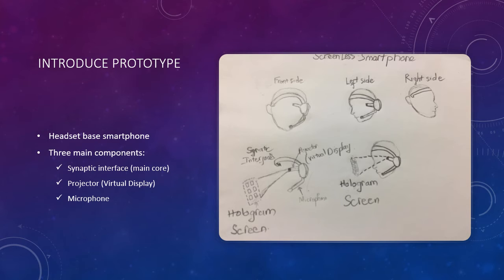The virtual display or projector will reflect the hologram screen to the user. They can use that floating screen to play games, watch videos, track location, along with other components. The last part is the microphone, which is the main device for interacting between human and computer. Whenever the user needs to control the smartphone, they can speak through the microphone and AI will do its job to solve the problem.